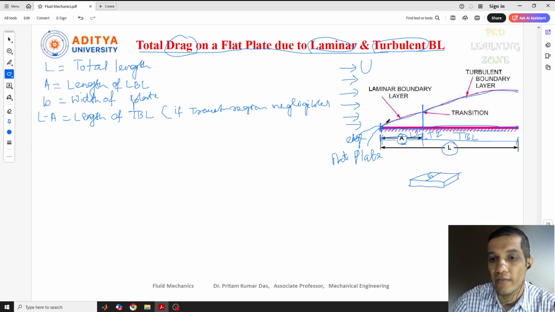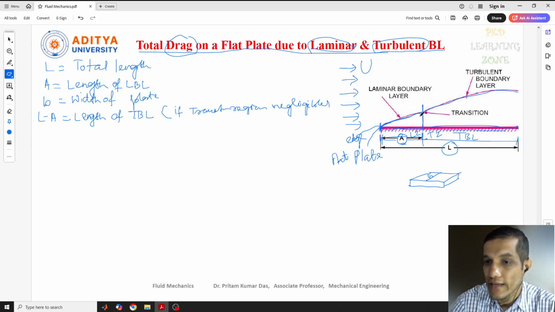Obviously it needs to be started from the leading edge, and we need to assume that the drag on the flat plate, for the laminar as well as the turbulent boundary layer, assumes the laminar boundary layer starts from the leading edge. Obviously, laminar will start from the leading edge. That is the assumption to be considered, not from some other point. Okay, and this will be valid when the laminar boundary layer is negligible.